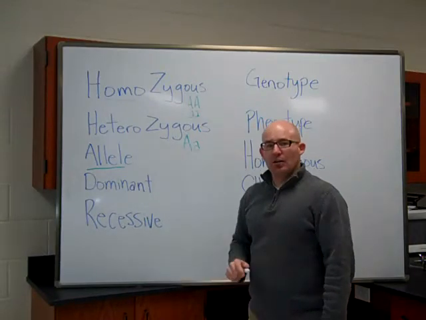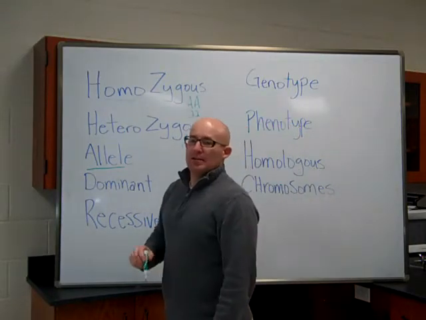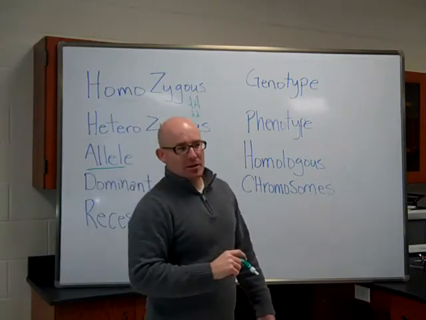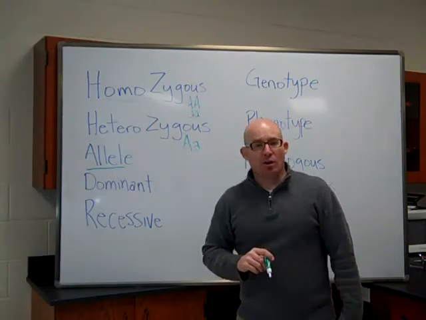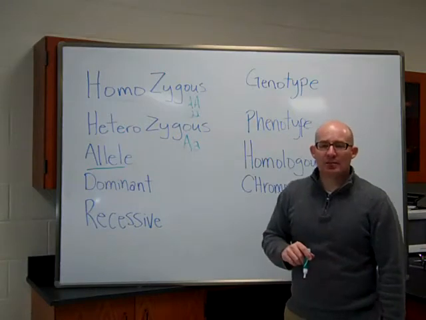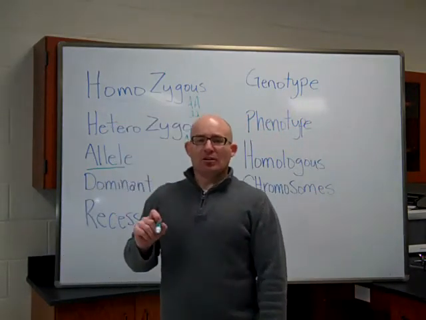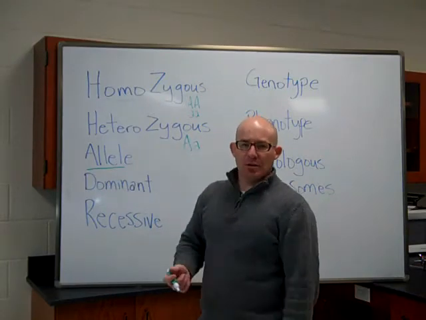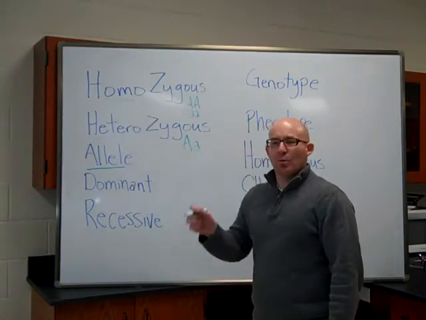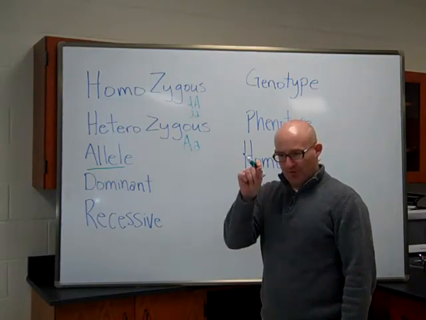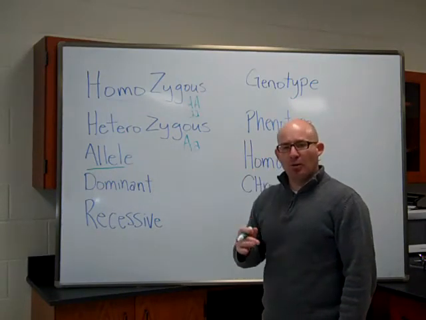Allele basically means the different versions of a gene. In class we talked about Mendel, who was the father of genetics, and he bred pea plants. He looked at flower color of pea plants. He noticed that they had two different colors of flowers on the pea plant, purple and white.